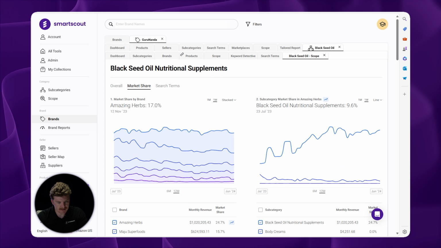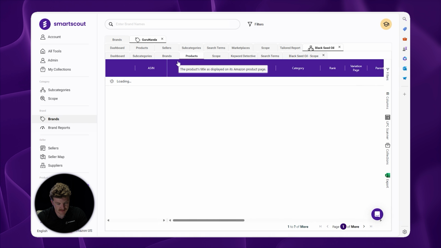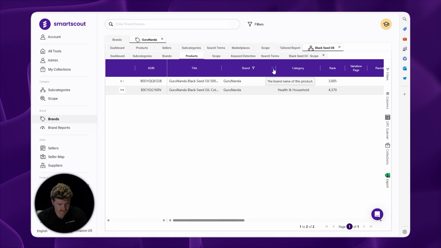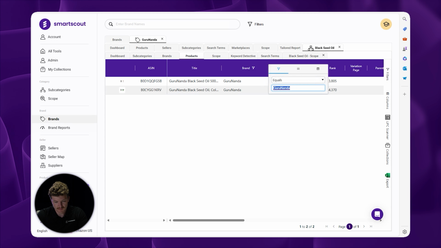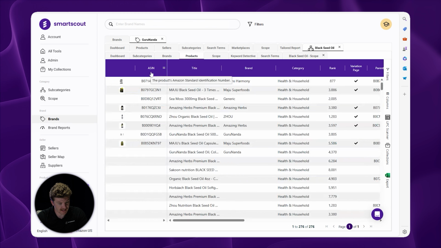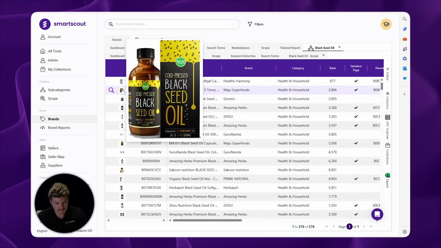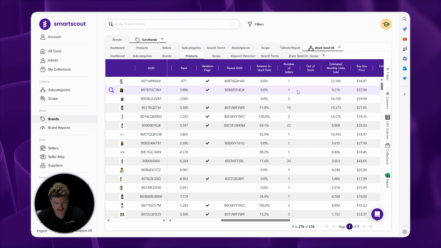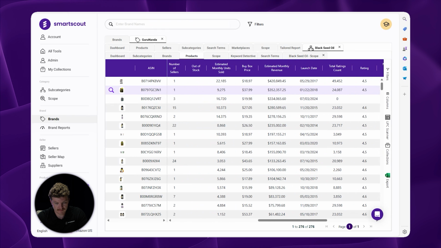So going back into the app itself, we can click on the products and see it's going to automatically filter to Guru Nanda. We just want to cancel that out. We want to check out this top ASIN here. Let's actually look at one of the SKUs that has been around for a while, right?